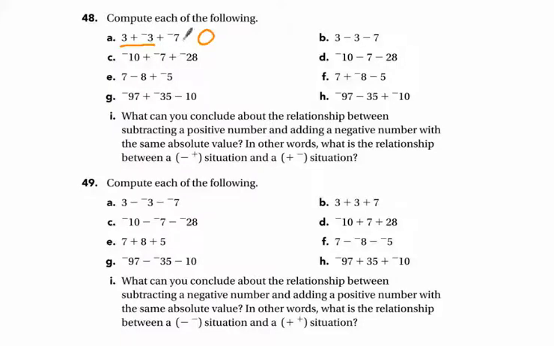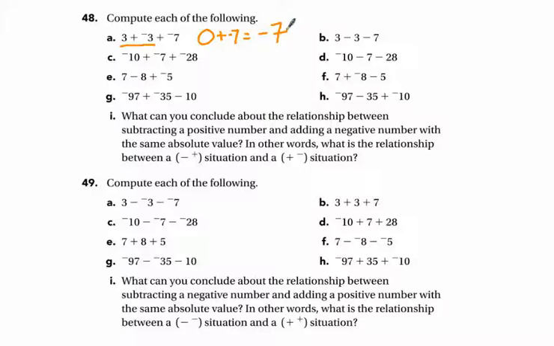Now I'm going to rewrite the rest of my problem. I have 0 plus negative 7. On a number line, I know that plus a negative 7 moves to the left. Therefore, my final answer is negative 7.